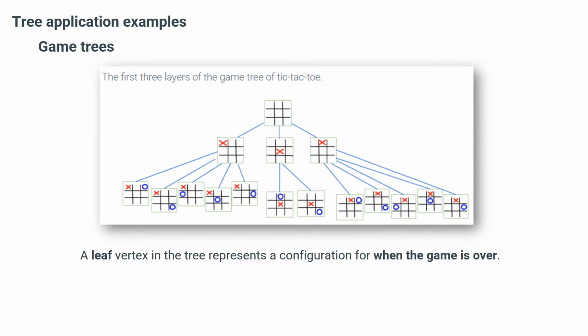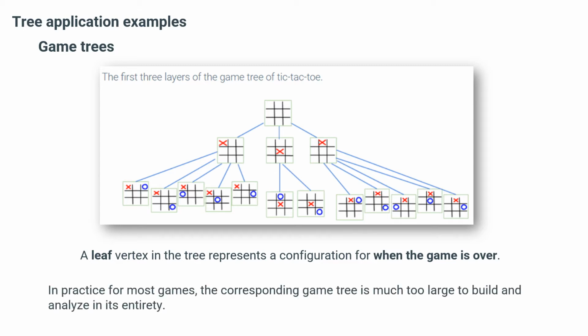Now what would happen is this tree would continue on and on and on until, imagine, the scenarios where somebody would finally win, right? So when somebody would win, get all of the X's in a row or all of the O's in a row, then there would be no more gameplay after that. So that would represent a leaf, because there'd be no more plays after that. So a leaf vertex in the tree would represent a configuration for when the game would be over.